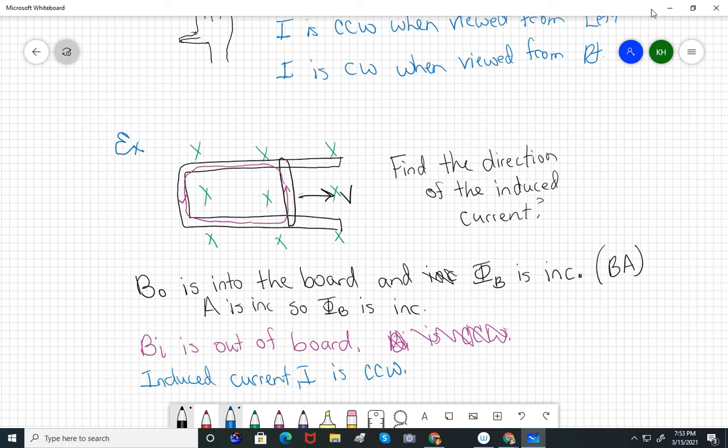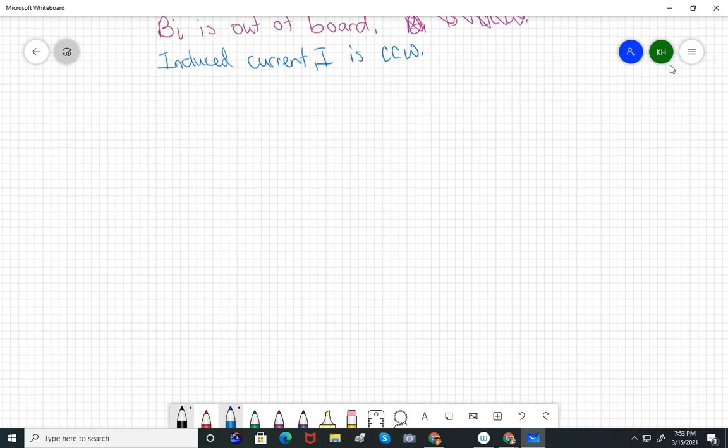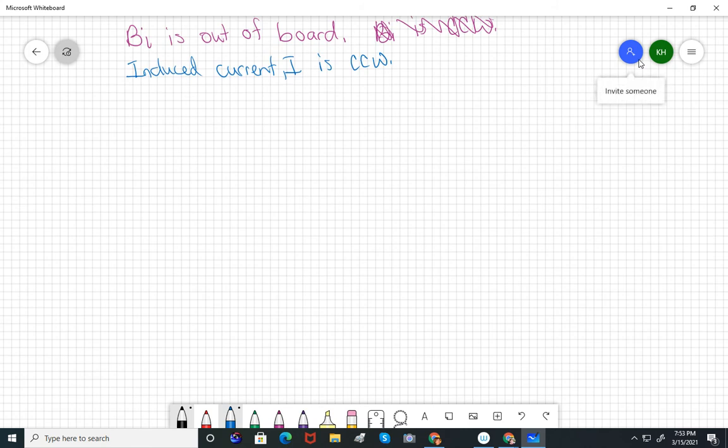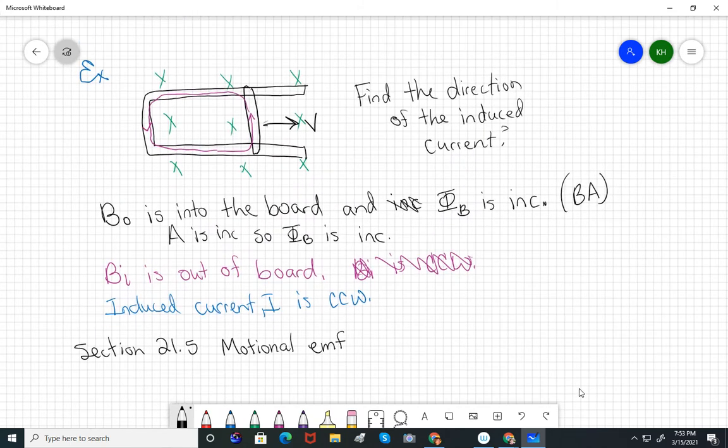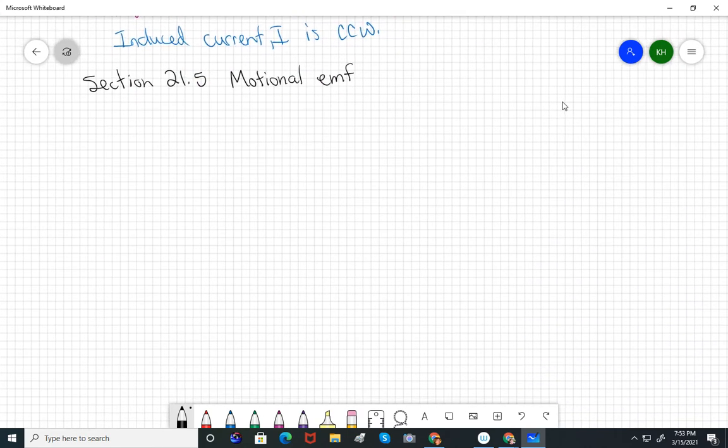Okay. One more idea that we want to cover in this video that's very closely related to Lenz's law and what we've just done. Kind of puts it all together in a way. This is section 21.5, and it deals with motional EMF. An EMF that's due to motion. If you look at the previous problem, if we're inducing a current, we know that there has to be an EMF. So we're going to look at what that EMF would be.